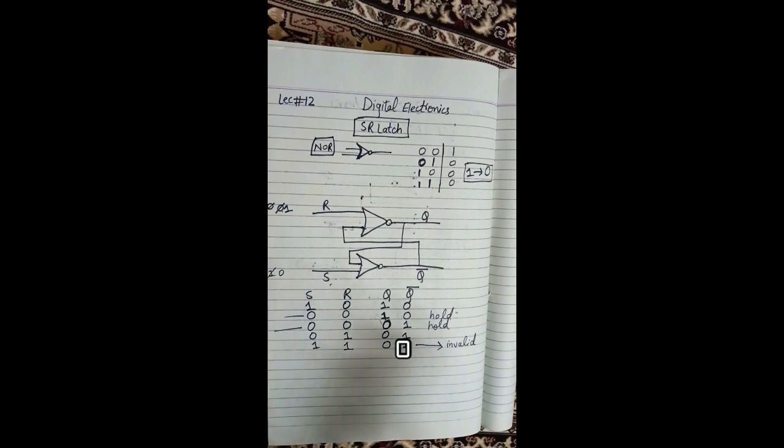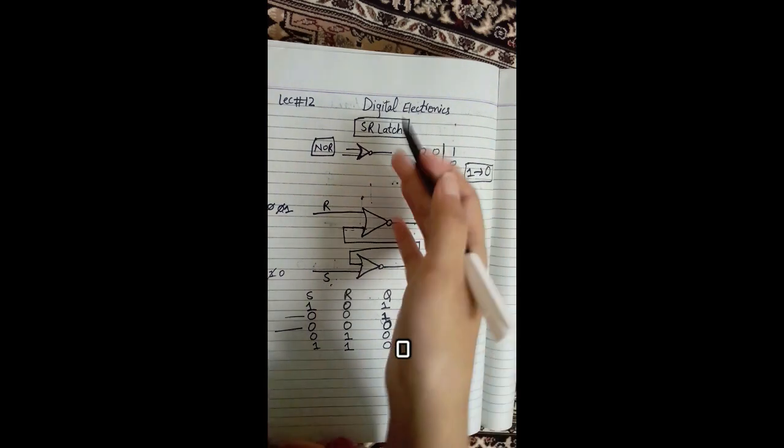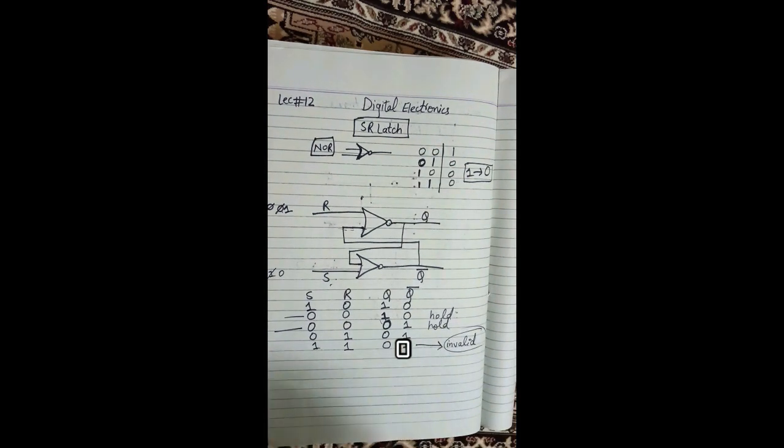Now to solve this invalidity, we will study the SR flip-flop. This one was the SR latch in which we get the invalid value, and in the SR flip-flop we will solve this invalidity.